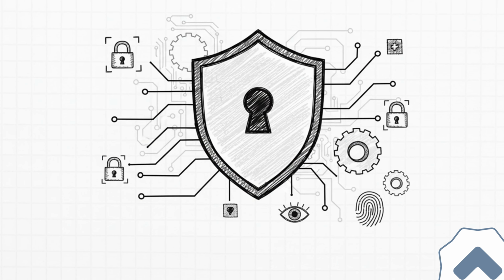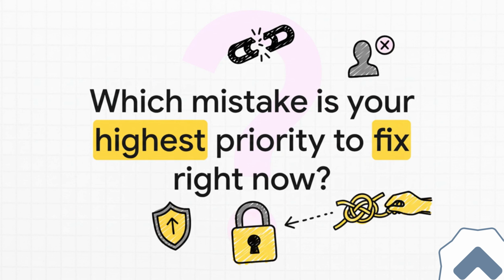So let's just bring it all home. Here's the bottom line. Identity is the foundation of modern IT. It is the new security perimeter. And fixing these 5 mistakes isn't just a small improvement. It is a massive, fundamental upgrade to your entire security posture. So I'll leave you with this question. As you think about your own organization, which one of these 5 mistakes is the most urgent one for you to fix right now? Which one is at the top of your list?